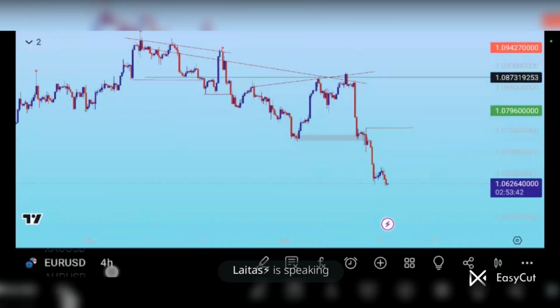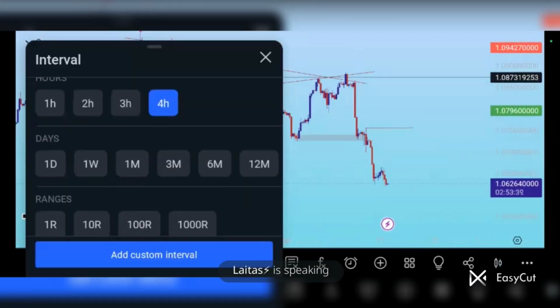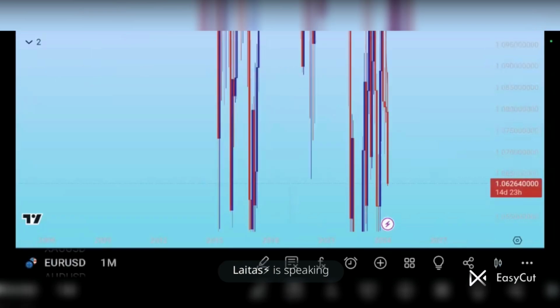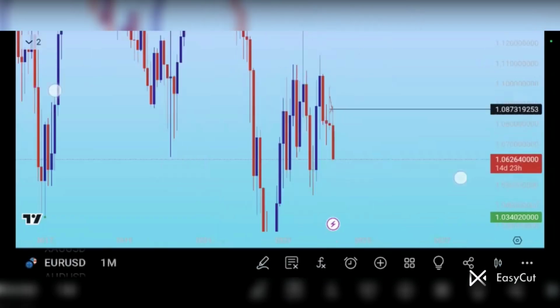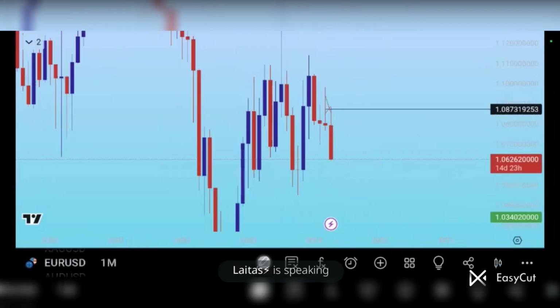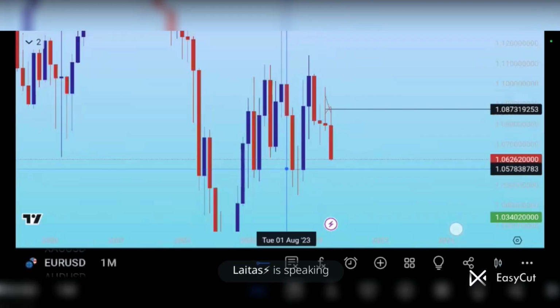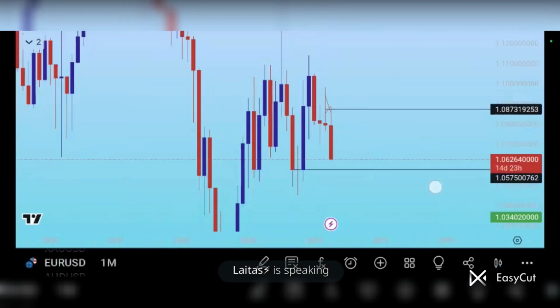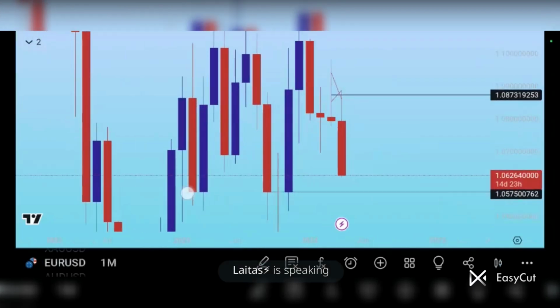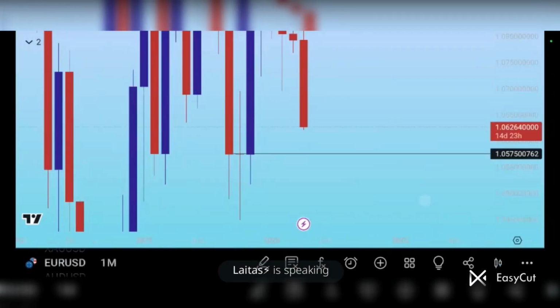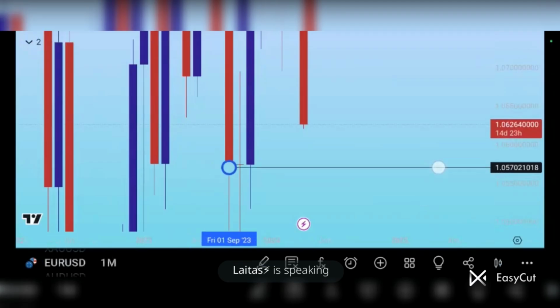So, for it to reverse, we will need that time frame, because we are coming from monthly, right? We are coming from monthly, so you need to get here. If monthly is in control, you will see price moving very fast. The momentum is strong.